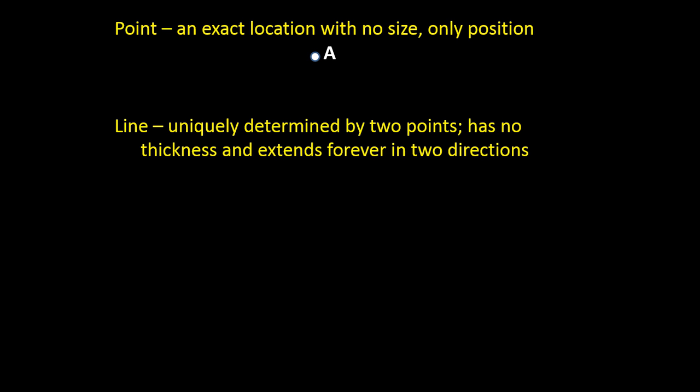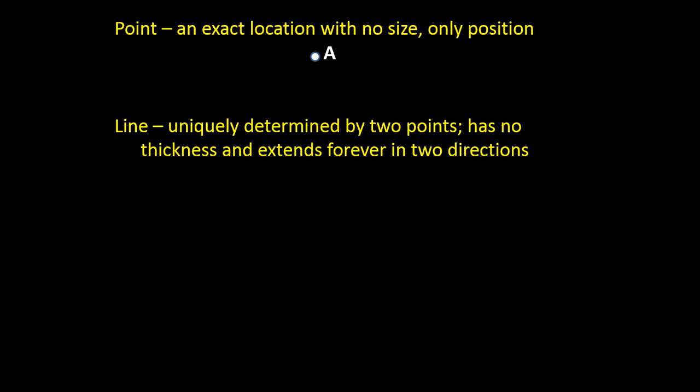So our first definition is of a point. It's an exact location with no size, just a position. And we designate a point by drawing a dot, and we can name a point with a capital letter. So in this case, this is point A.